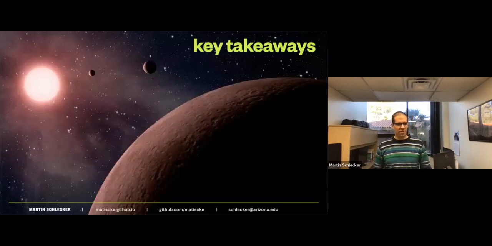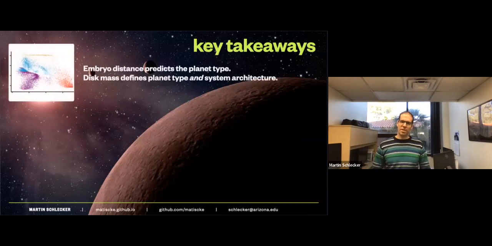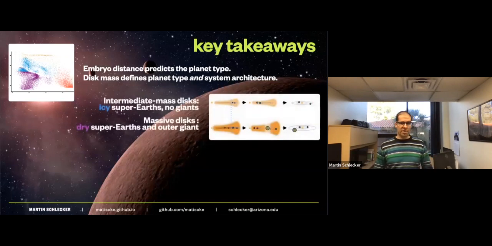So I want to finish with just a few takeaways of my talk. The first is that in core accretion theory, the orbital distance of a planet core is an important predictor for the emerging planet type. And the disk mass also defines the architectures of the resulting systems, not only the planets and their properties that form. We've seen that in intermediate mass disks, icy super Earths form, but no giants. And in rather massive disks, rocky super Earths and giant planets can form. The super Earths are then often destroyed by eccentric warm Jupiters.